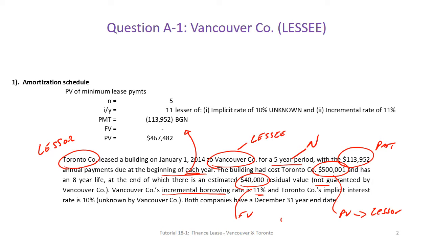The incremental borrowing rate is 11% for Vancouver, and the implicit rate of interest for the lessor is 10%, and we have to use the lower of those two. We're told that Vancouver, the lessee, does not know the lessor's rate, so we don't have a choice but to go with the incremental borrowing rate of 11%. The next slide will review the calculation of the present value of the minimum lease payments.